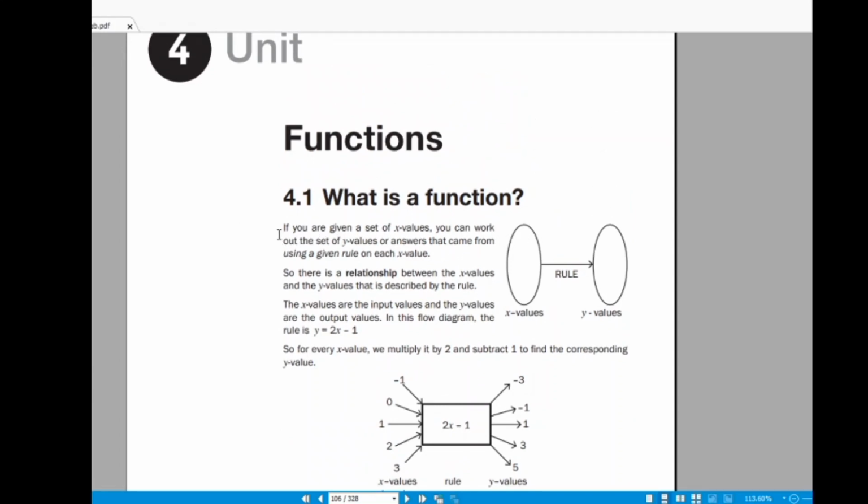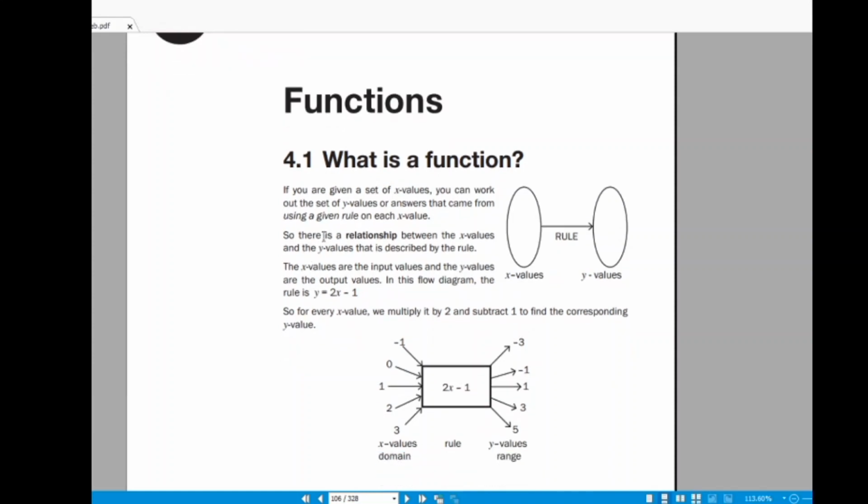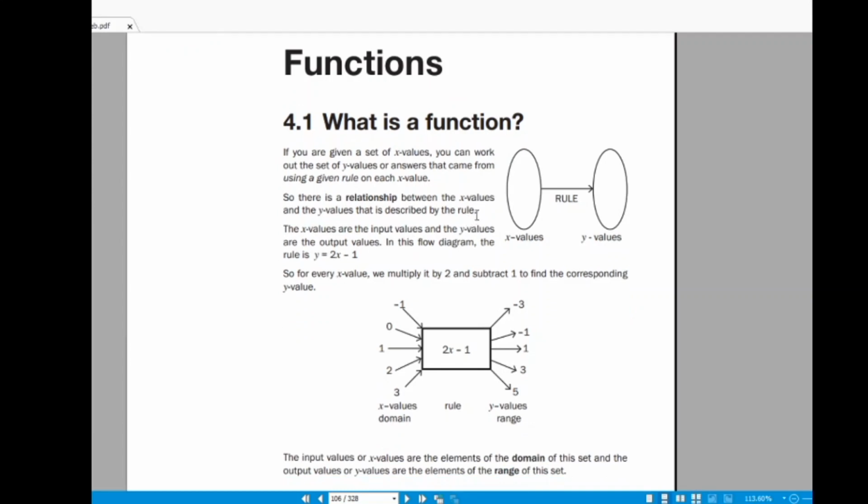So if you are given a set of x values, you can work out the set of y values or answers that came from using a given rule on each x value, right? So a function, we have our x values and we want to determine y values using some rule. That rule will be the function, right? So there is a relationship between the x values and the y values that is described by a rule. Usually a rule is in the form of an equation which represents the function.